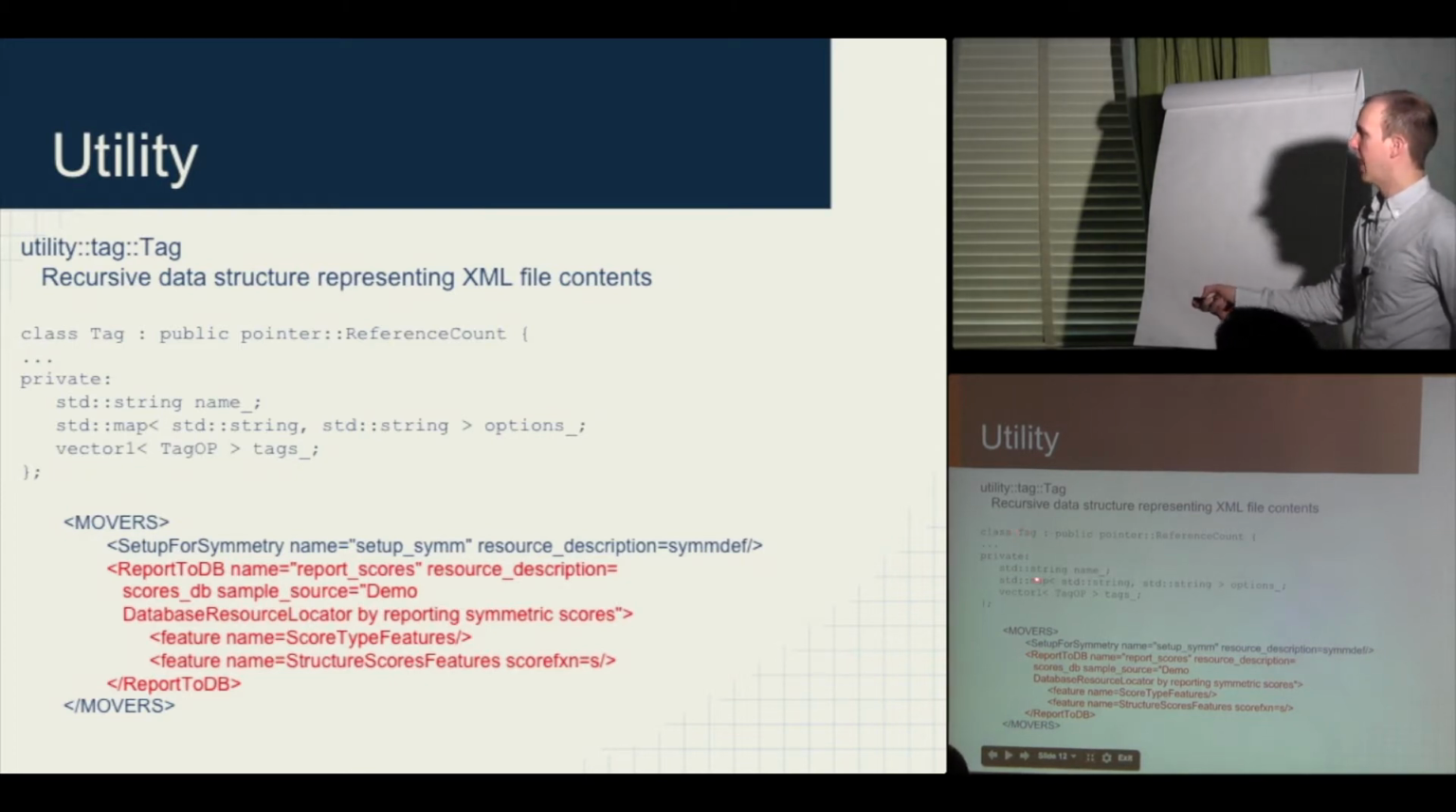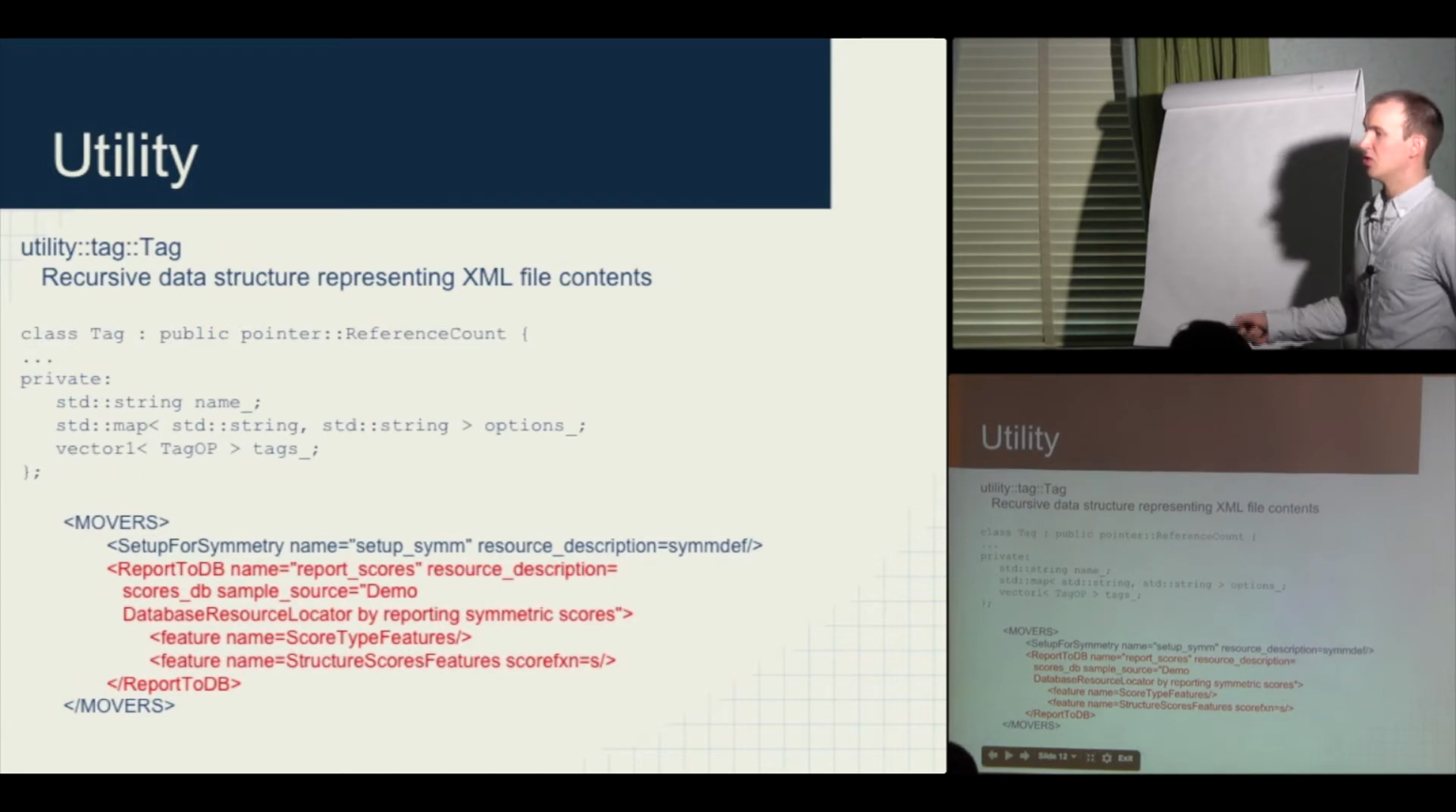Okay. And it has some properties for itself, and then it also has children subtags, which would be these two: feature name equals score type features, and feature name equals structure score features with the ScoreFunction option. And so when you want to define a new mover, you can have it take subtags, so you can pass arbitrarily complicated data to your mover through the XML file.